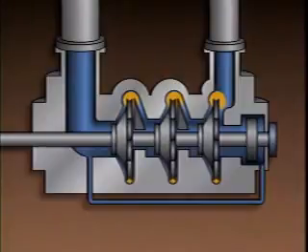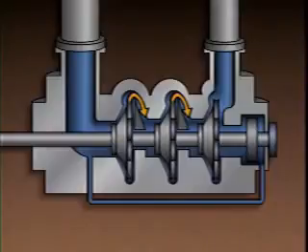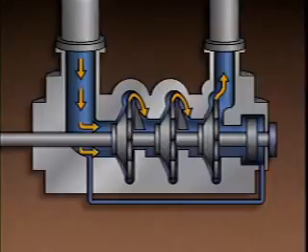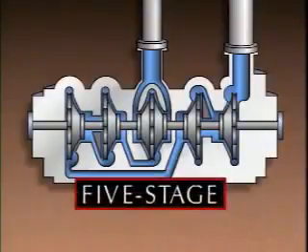In the volute, the liquid's pressure increases. Each of the first 2 volutes discharges into the suction eye of the stage that follows it. The 3rd stage volute discharges into the pump's outlet. So in this pump, the liquid flow path is from one end to the other. This is a 5-stage pump.